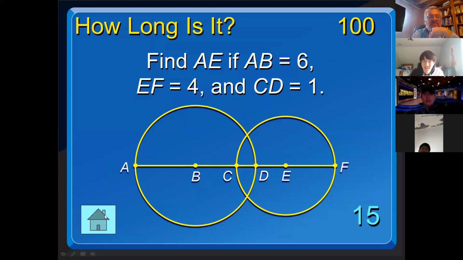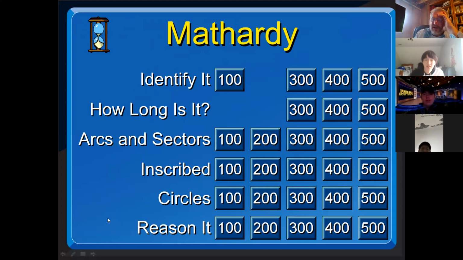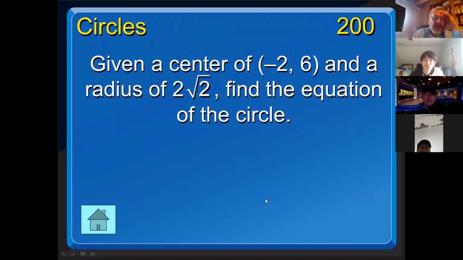All right. So, Jason, you've got the board. Circles 200. Given a center of -2, and a radius of 2 square root of 2, find the equation of the circle. So this is going to be the x minus, y minus.